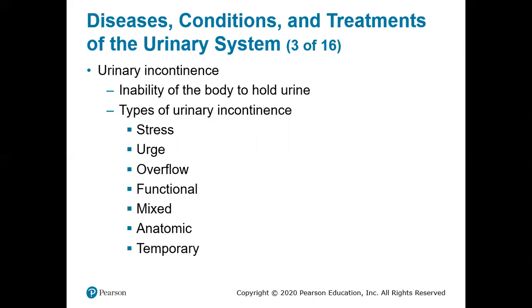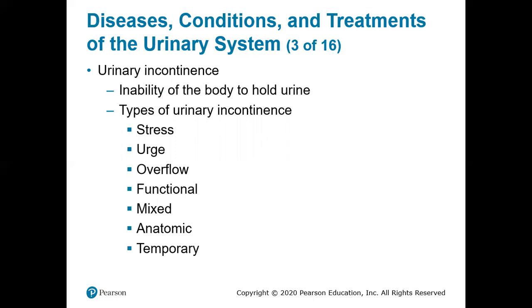Urinary incontinence. This is the inability of the body to hold urine. So there are types of urinary incontinence, such as stress incontinence, in which leakage occurs during exercise, coughing, or laughing. Urge incontinence, also known as overactive bladder: the person has little bladder control, especially when hearing running water, drinking, or sleeping. Overflow incontinence occurs when a person cannot completely empty the bladder and there is constant leakage.